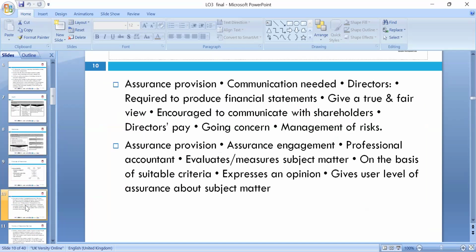Assurance provision needs communication: directors are required to produce financial statements giving true and fair views, and are encouraged to communicate with the shareholders about directors' fees, going concern, and management of risk. In an assurance engagement, the professional accountant evaluates or measures the subject matter against suitable criteria, expresses an opinion, and gives the user a level of assurance about the subject matter.